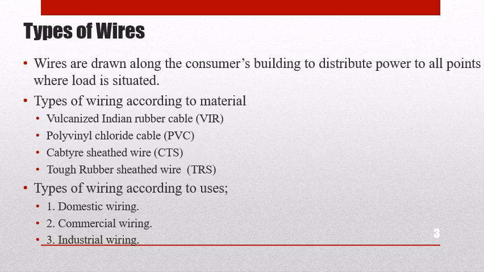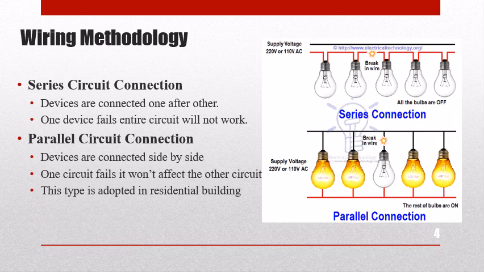First, the types of wire according to the material: vulcanized Indian rubber cable, that is VIR, then polyvinyl chloride cable, PVC, capped tyre sheathed wires, that is CTS, and tough rubber sheathed wires, that is TRS. So these four classifications are according to the materials used in them. Next, according to the purpose for which it is used, that is domestic wiring, commercial wiring and industrial wiring.